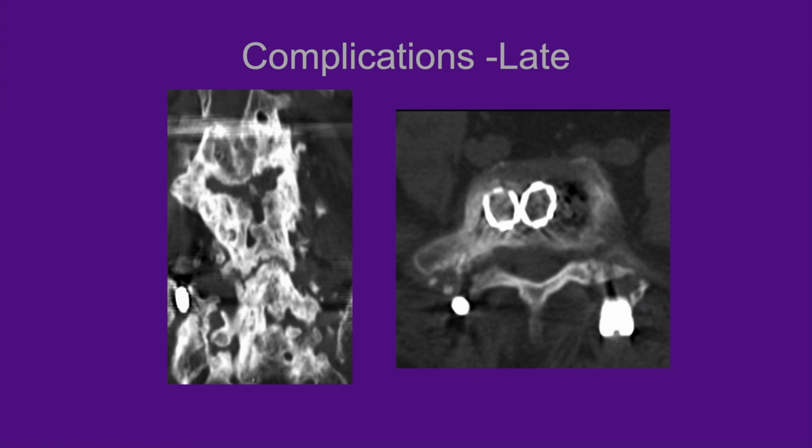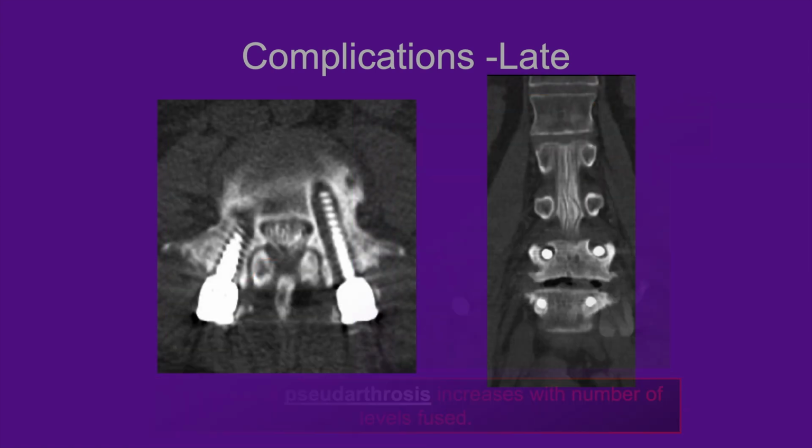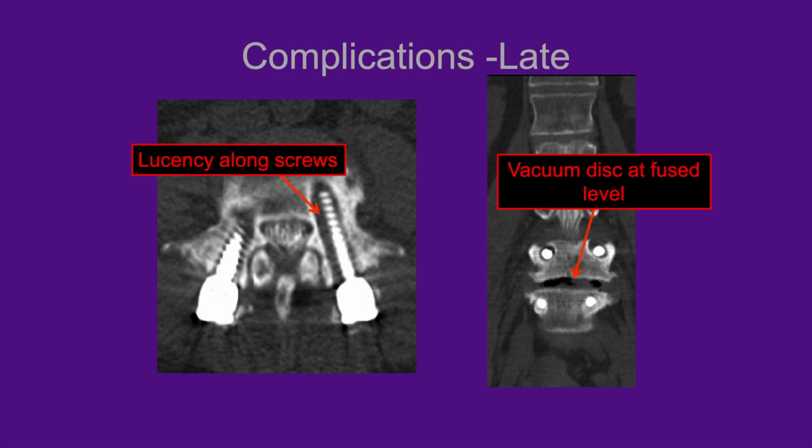Here another case where we have obvious defect in the fusion mass in the coronal image on the left, an associated vacuum phenomenon at a supposedly fused disc level, which talks to mechanical instability at that level. Here another case in the lumbar spine with loosening of the screws and vacuum phenomenon at the fused level.